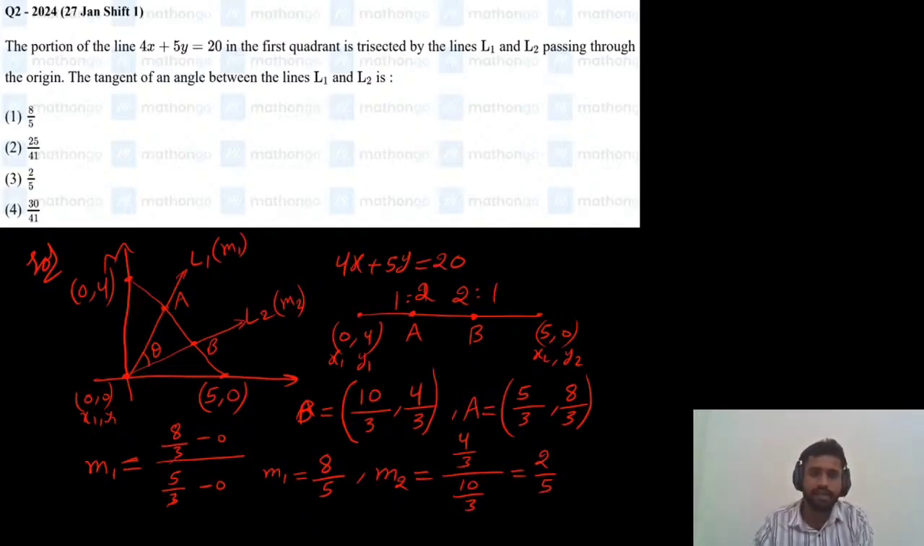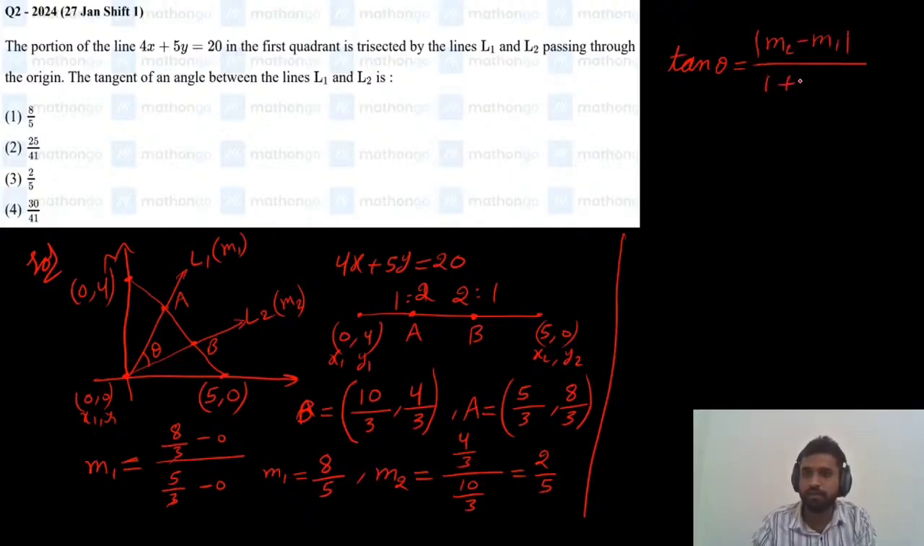Now what is the tangent of the angle between these two lines? So first of all, the formula for tan theta is tan theta equals modulus of (m2 minus m1) divided by (1 plus m1 m2). So now tan theta equals, m2 is 2 by 5 minus m1 which is 8 by 5, that is 2 by 5 minus 8 by 5, divided by 1 plus m1 m2.